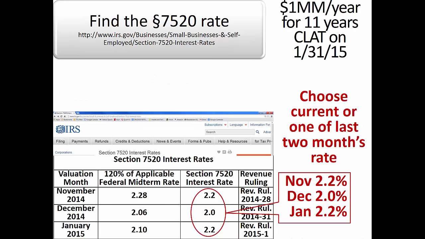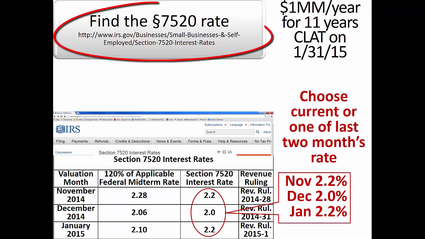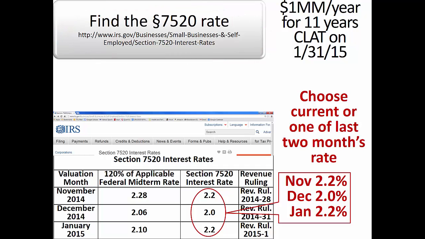Consider the example of a non-grantor charitable lead annuity trust created on January 31, 2015, paying $1 million per year to charity for 11 years. What is the present value of these charitable annuity payments? In other words, the part that's not subject to gift taxes. Calculating this first requires finding the Section 7520 interest rate. These rates are issued monthly and can be found on the IRS website or on other plan giving websites.